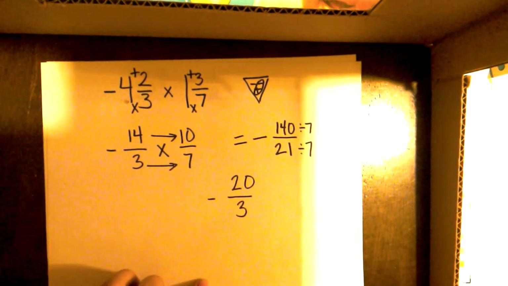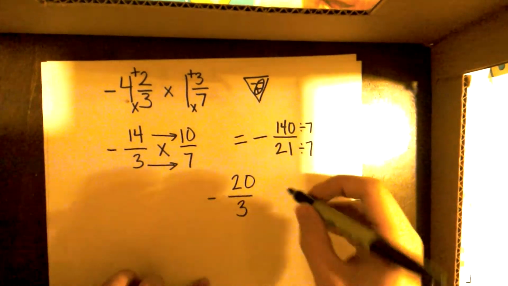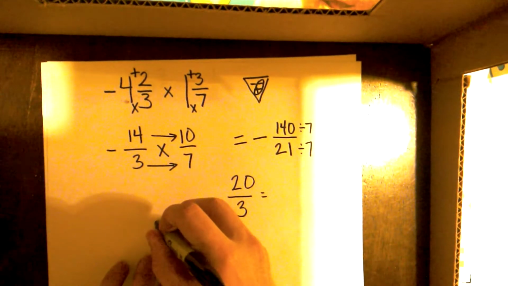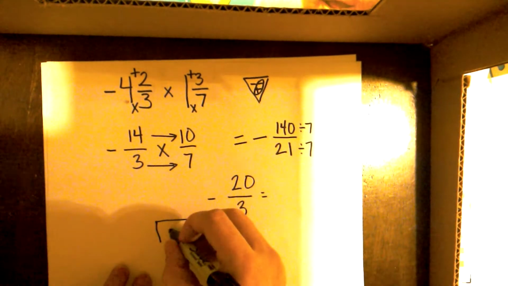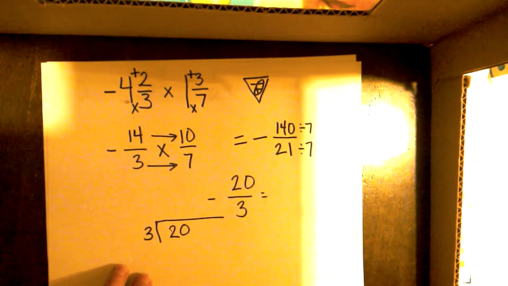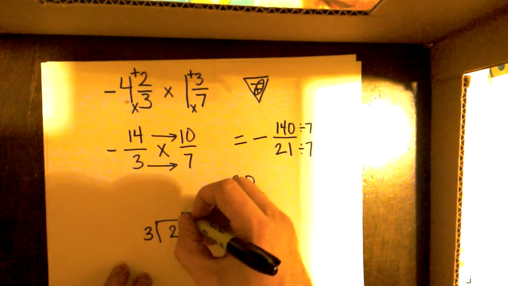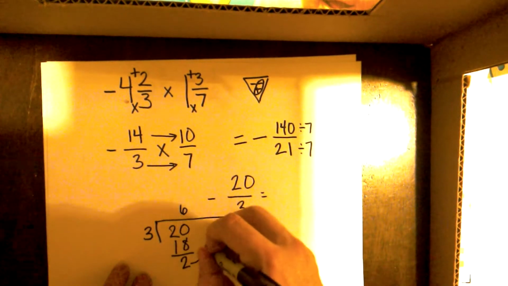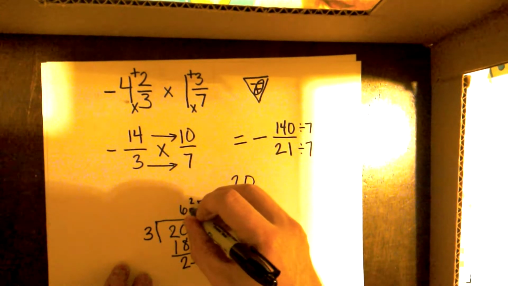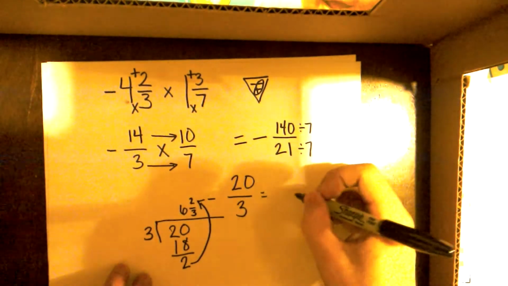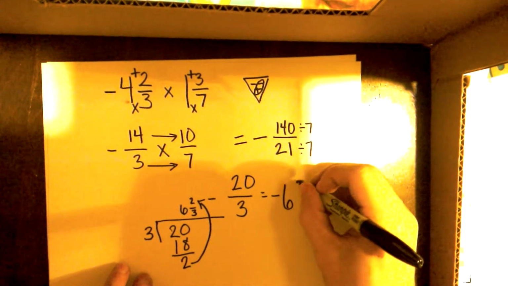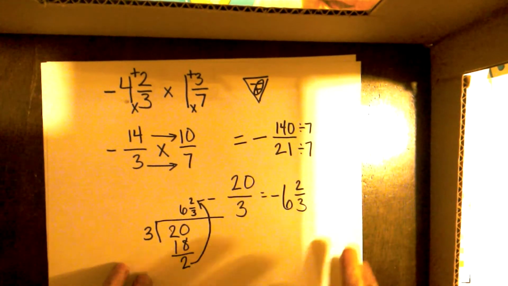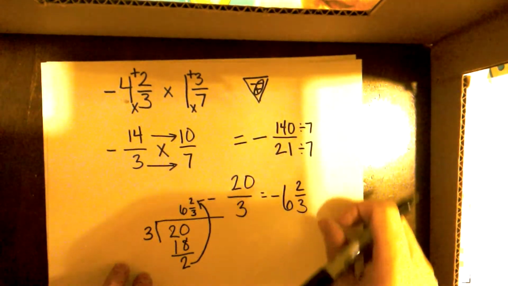I can't reduce it anymore, but I can't leave the bigger number on top, so I use good old-fashioned horse and cowboy. 20 is my cowboy. 3 is the horse. 3 goes into 20 6 times, which is 18. 2 left over. The 2 becomes my numerator. Denominator stays the same. So my final answer is negative 6 and 2/3. Pause the video now if you are unsure of any one of those steps and go back and work it out for yourself.